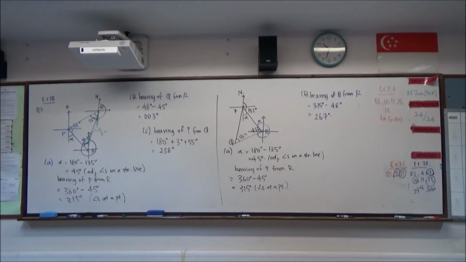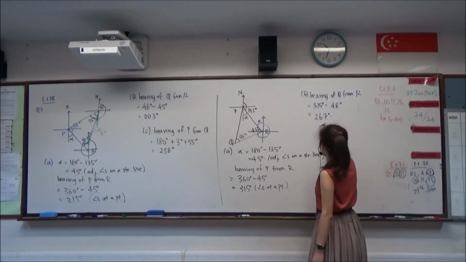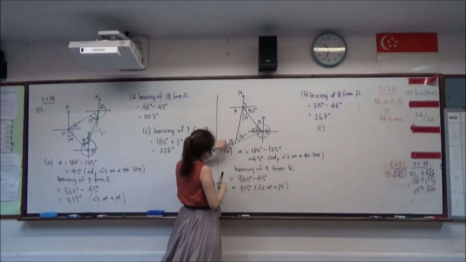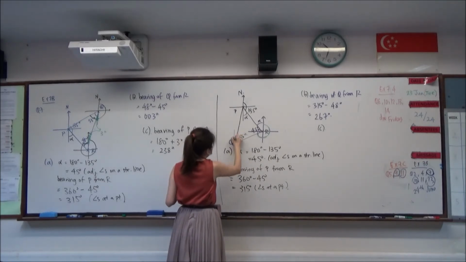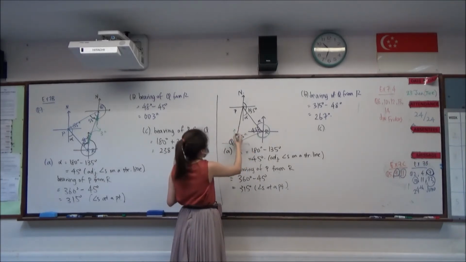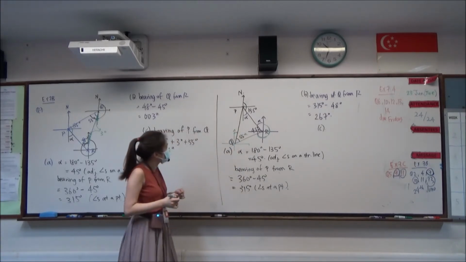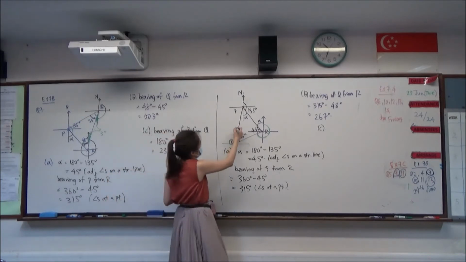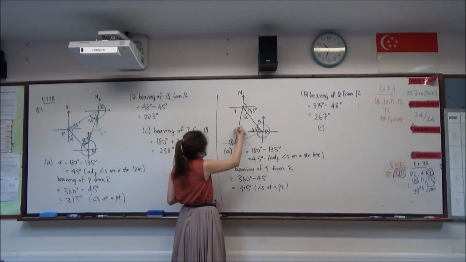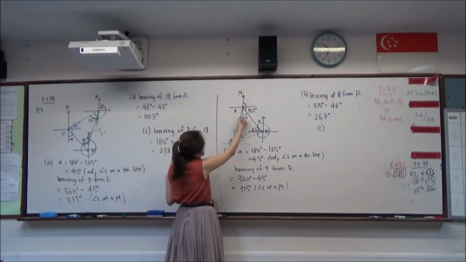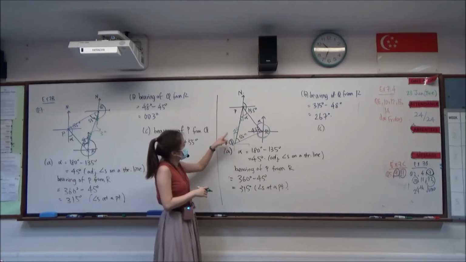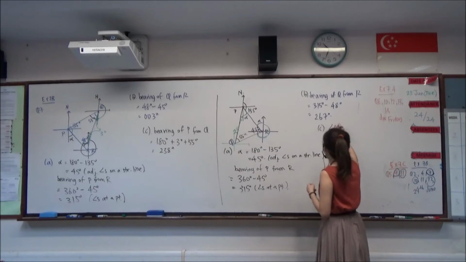Alright, then in part C, we want to find the bearing of P from Q. So P from Q itself, and at Q we draw in our north lines. So we are trying to find out what this angle is. Let's say I call it beta. It is actually going to have alternate angles to be this angle here. I can find out the angle QPR.